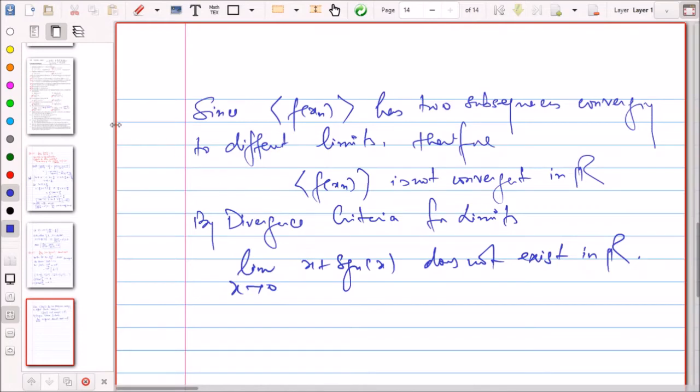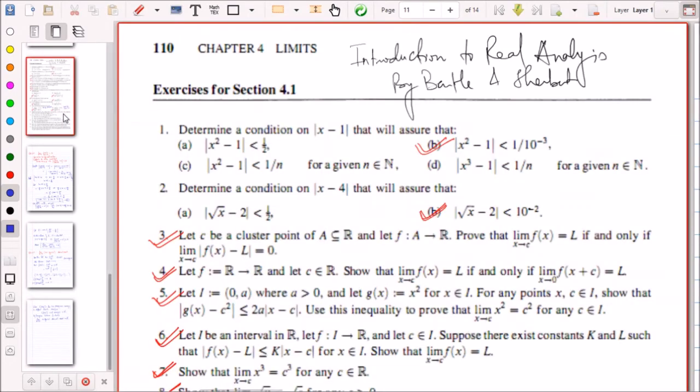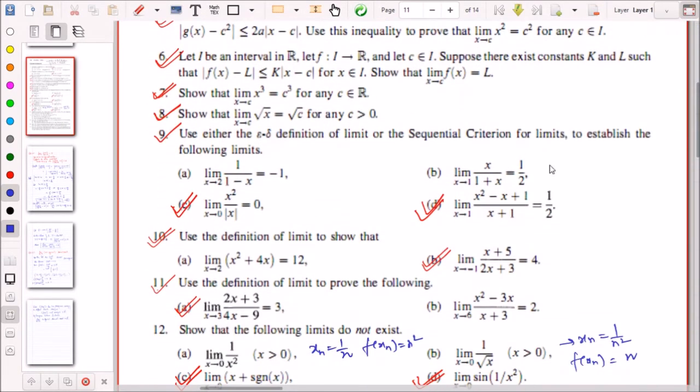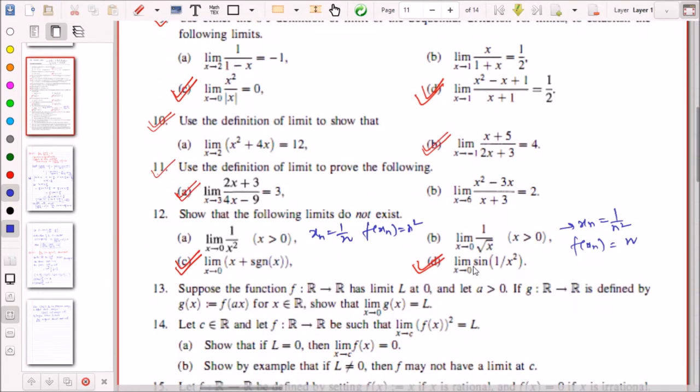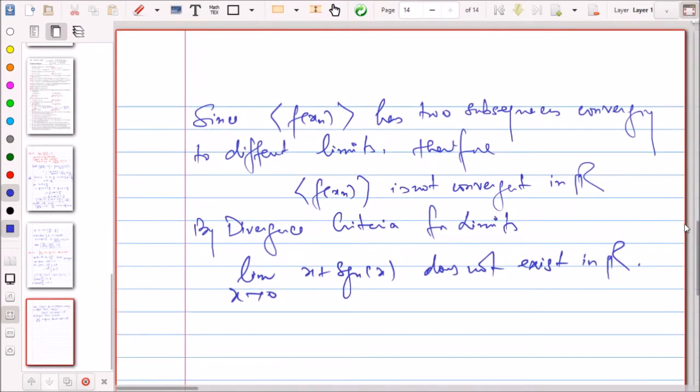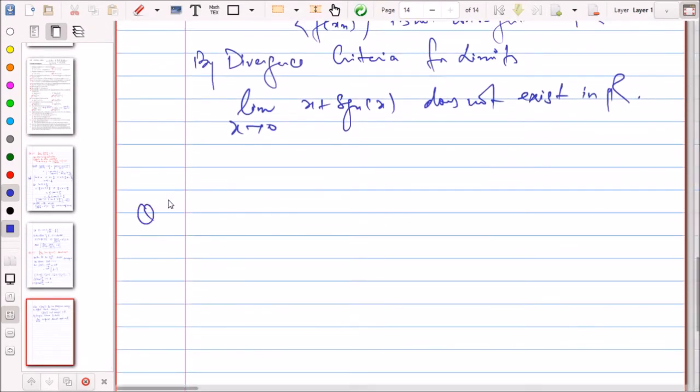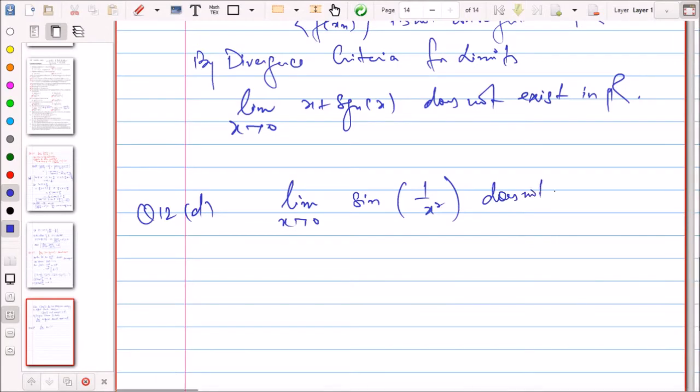Now let us take question number 12 B part. What was the question? We have to show the limit as x tends to 0 of sine 1 by x squared. In one of my videos we have done a similar question. Show that the limit as x tends to 0 of sine 1 by x square does not exist in R.